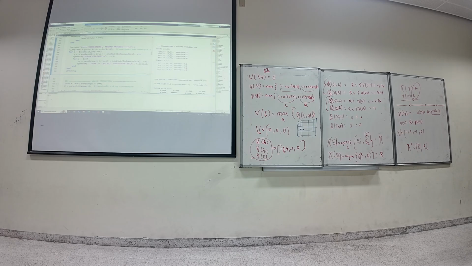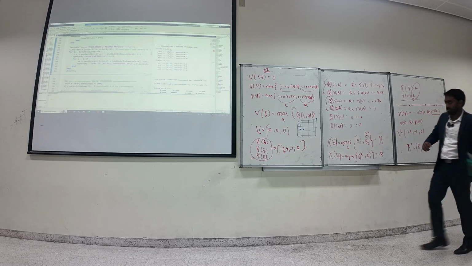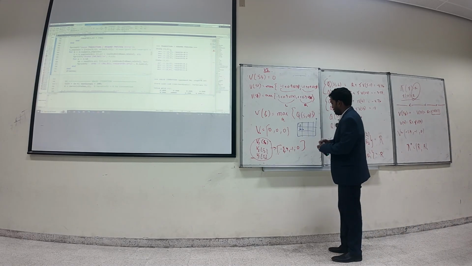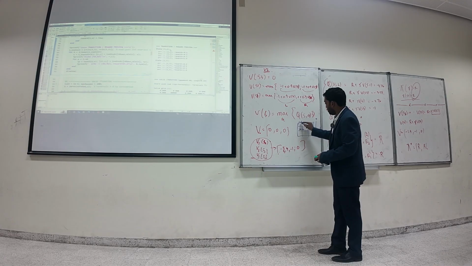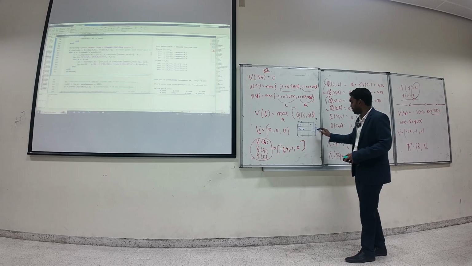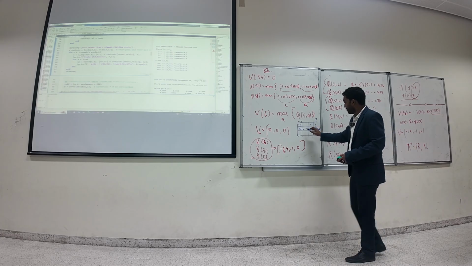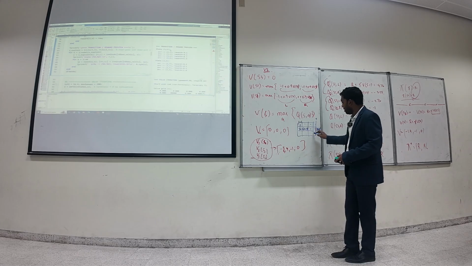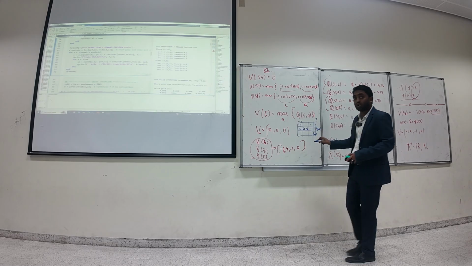These are the actions: up, down, left, or right. The states are 1,1, 1,2, 1,3, 1,4, 2,1, 2,2, 2,3, 2,4. The state 2,4 is fire, 2,2 is a wall, and 3,4 is the goal.